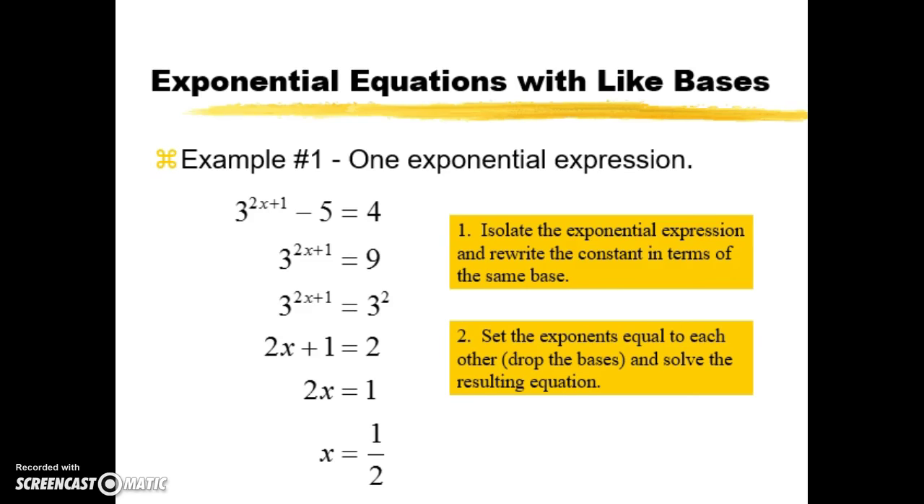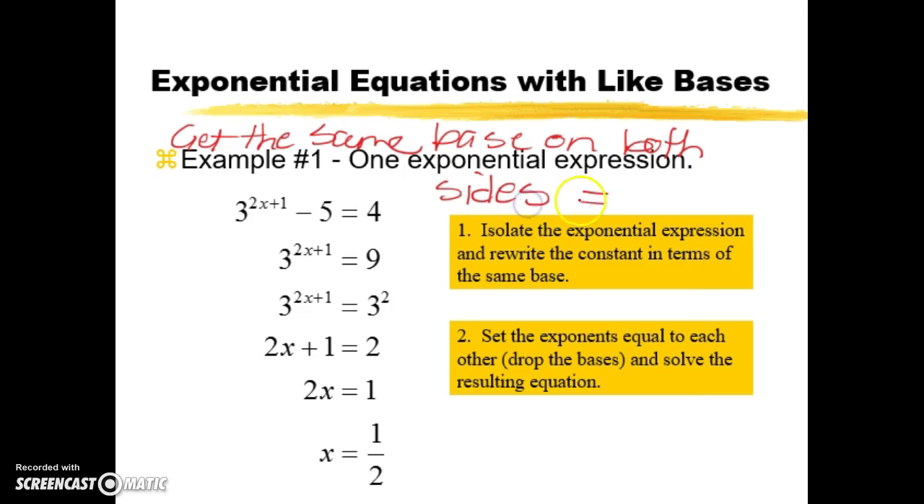So here's an example. We have the first one here, 3 to the 2x plus 1 minus 5 equals 4. Well, the first thing we're going to do is just add 5 to both sides. That way, that's one step closer to isolating x by itself on one side of the equal sign. Now, what we're going to attempt to do, our process, is to get the same base on both sides of the equal sign. Because once we do that, then we can use math to simplify.